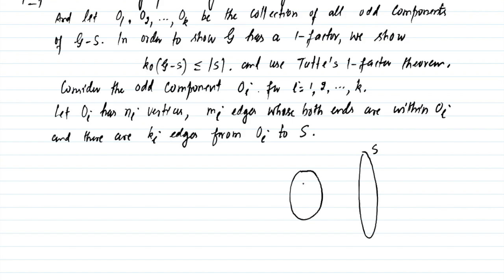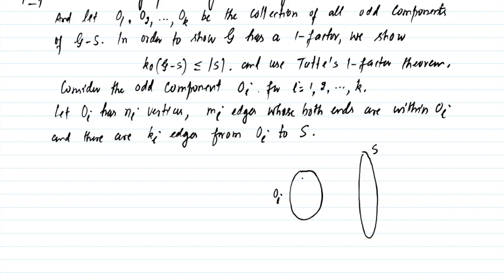Now it is possible that the vertices of Oi are adjacent to vertices within Oi, and they may be adjacent to some vertex of S. These are the only two possibilities for the adjacencies of the vertices of Oi. Either the vertices of Oi are adjacent within Oi, or they are adjacent to some vertices of S.